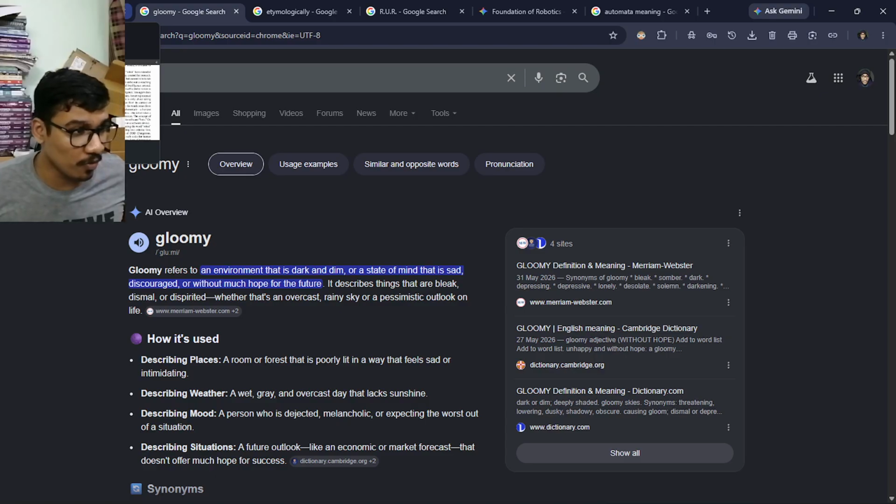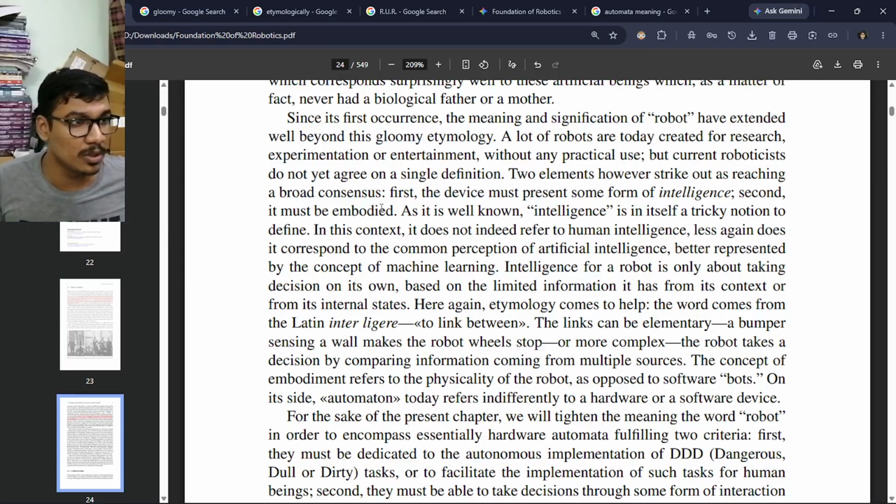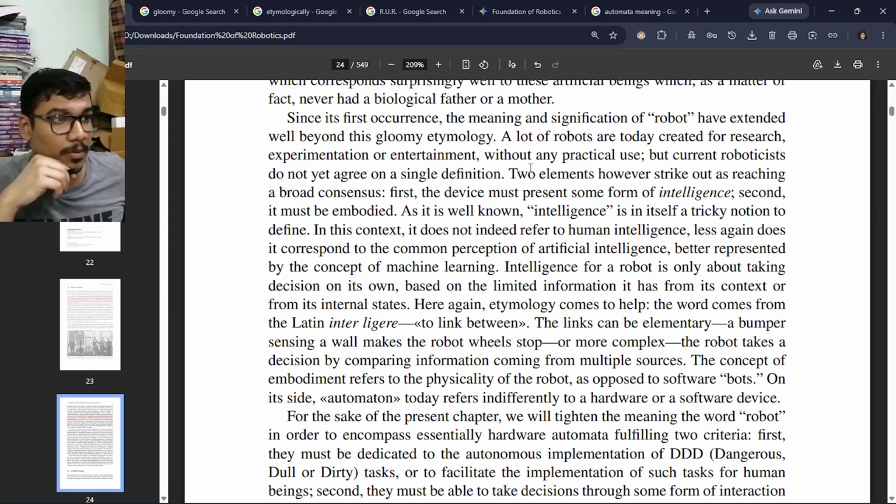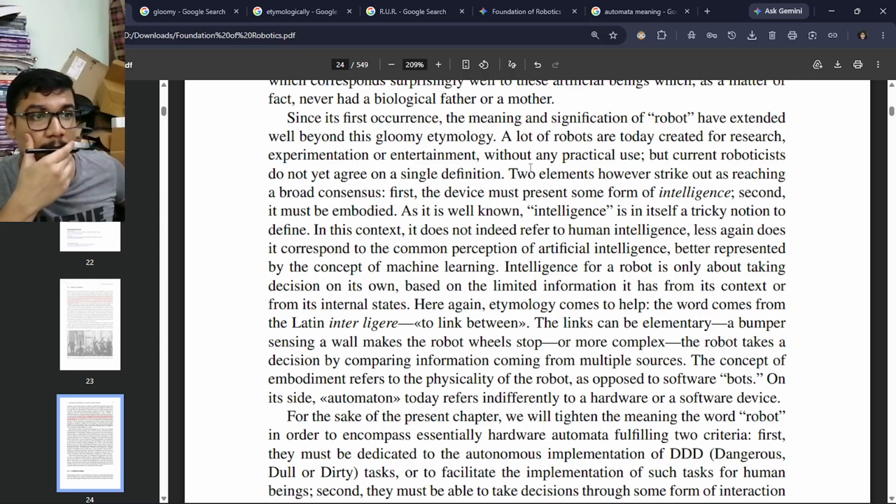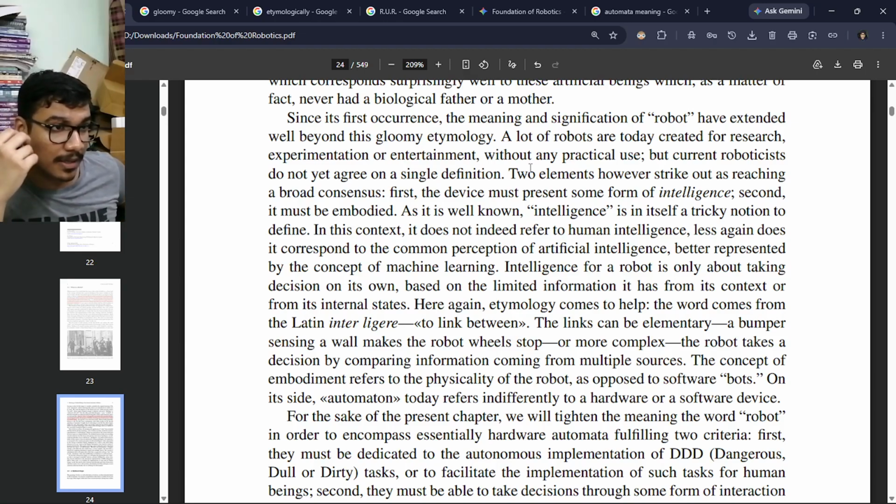Without much hope for a future, a lot of robots are today great for research, experiment, and entertainment without any practical use. Roboticists do not agree on a single definition. To implement, however, two criteria have overreaching consequences.